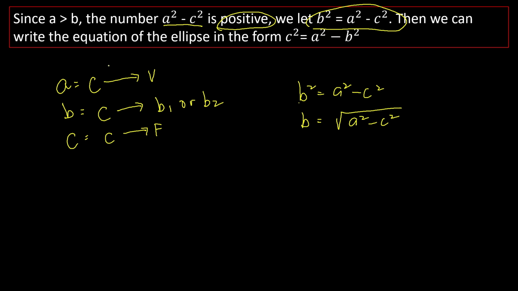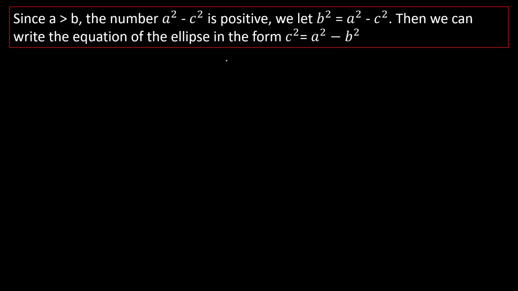So then we can write the equation of the ellipse in the form of C square is equal to A square minus B square. So in case naman na ang missing natin ay si C, meron tayong C square is equal to A square minus B square. So we just need to get the square root of A square minus B square para makuha naman natin si C.